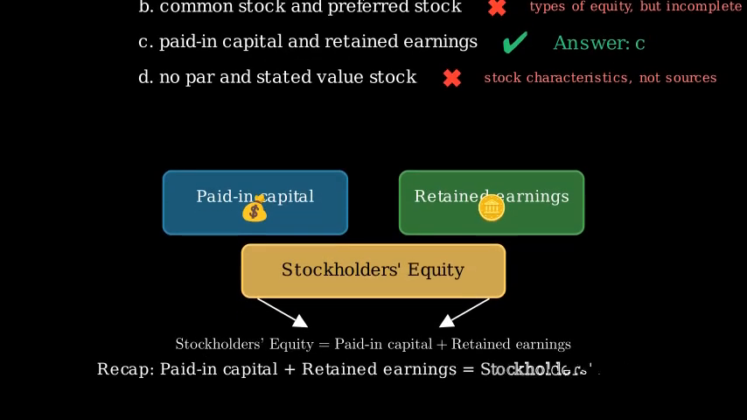Recap. The two basic sources of stockholders' equity are paid-in capital, the money shareholders invest, and retained earnings, the profits kept in the company. So the correct choice is C.